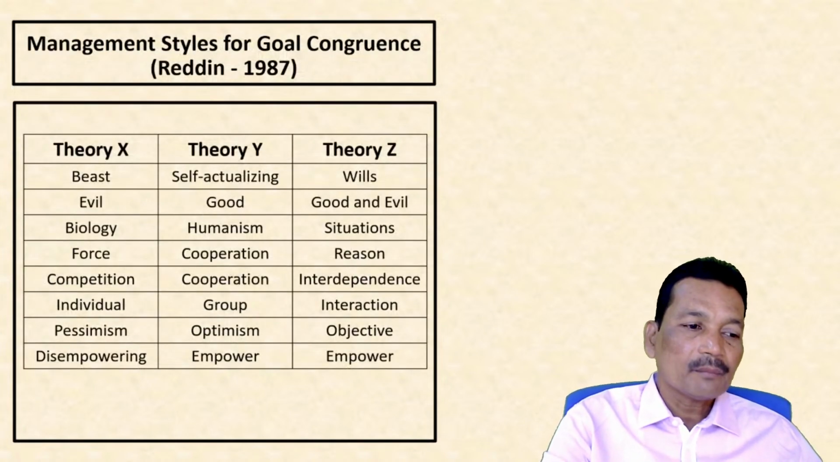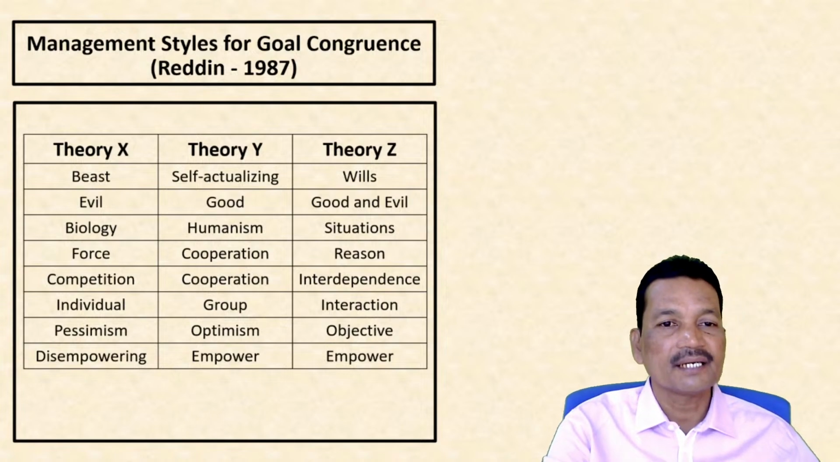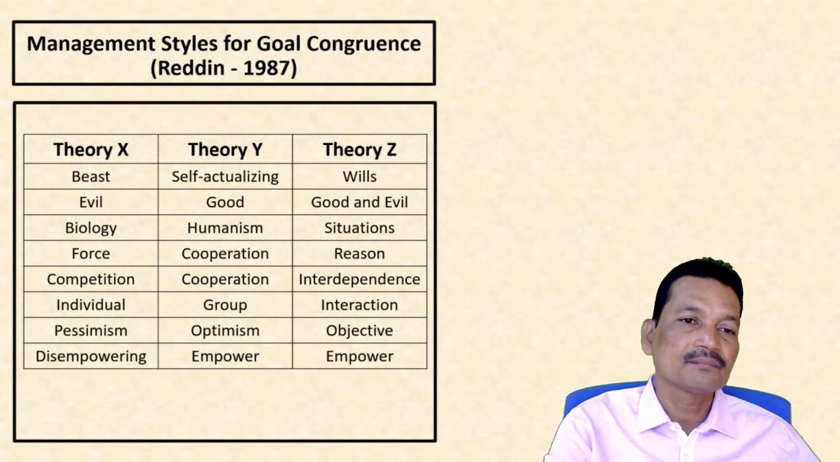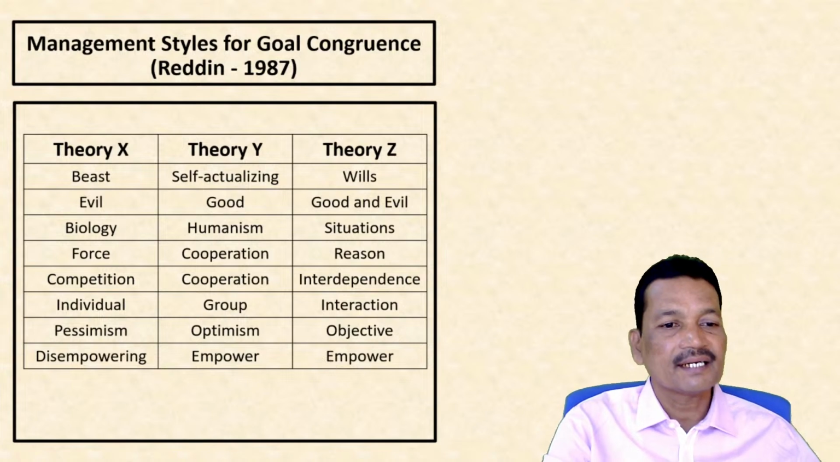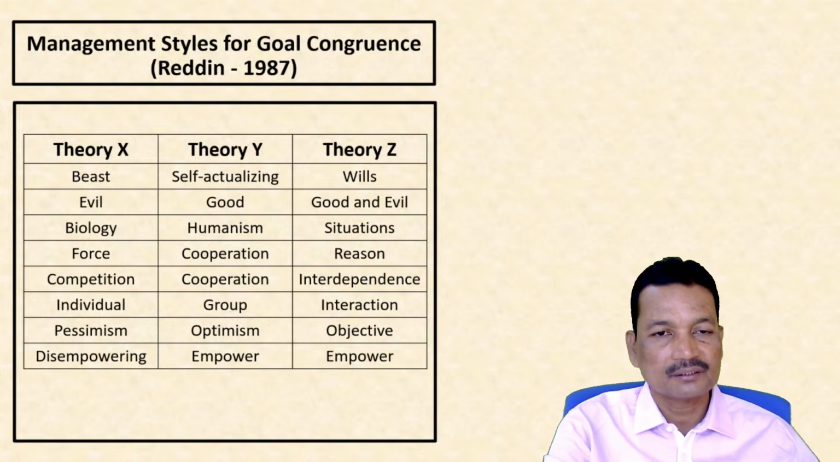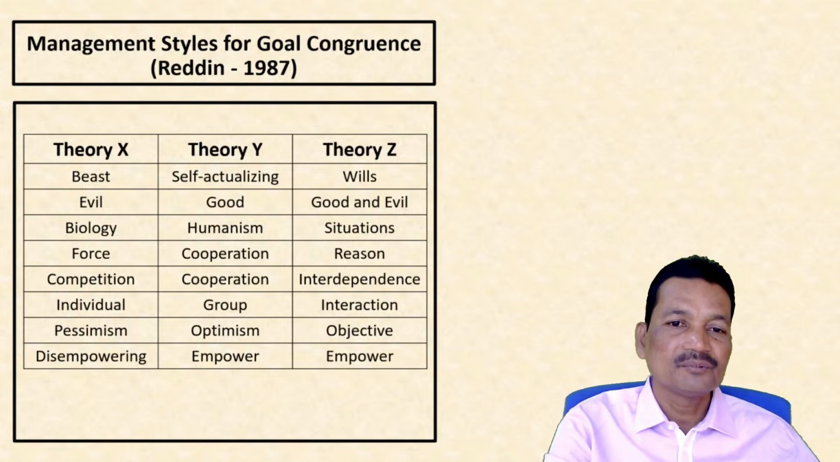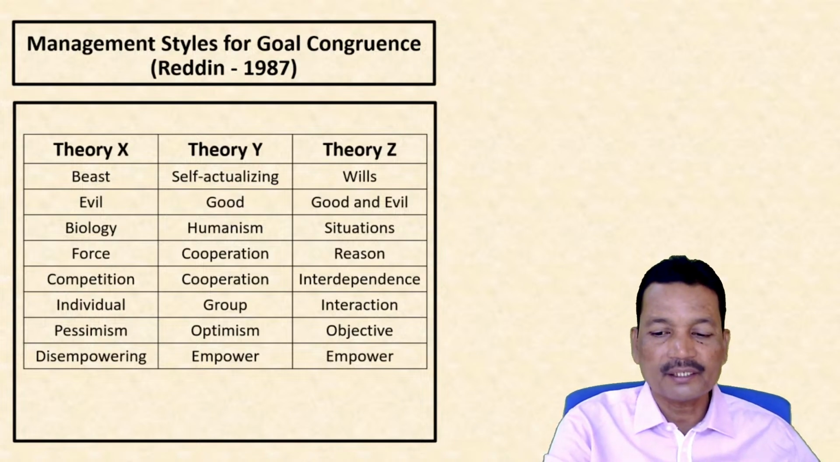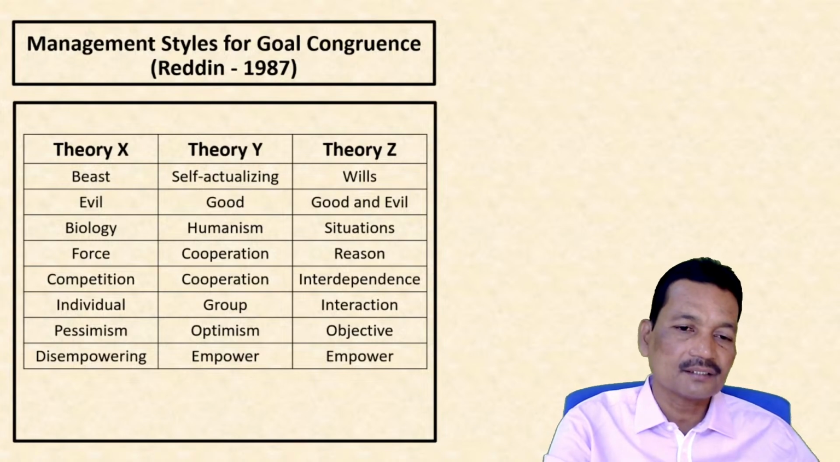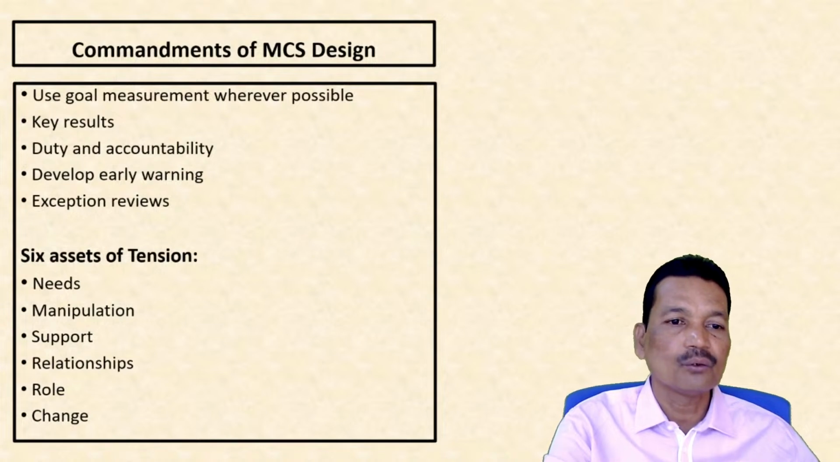Now, when we are talking of management styles for goal congruence, we have three types of theories: theory X, Y, and Z. X is a negative theory, a disempowering theory. All things we talk about in negative terms. But Y and Z are positive theories, where we are talking of empowering either the managers or the employees towards achieving the organization goals.